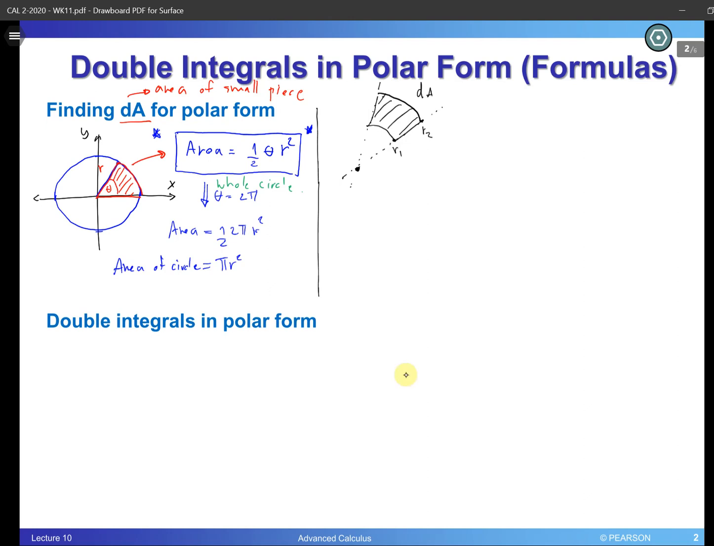So first of all, I am going to find the area of this whole piece right here. It's going to be quite similar to the one that we found right here, a slice of pizza. Okay, this one, you want to find the area of this.